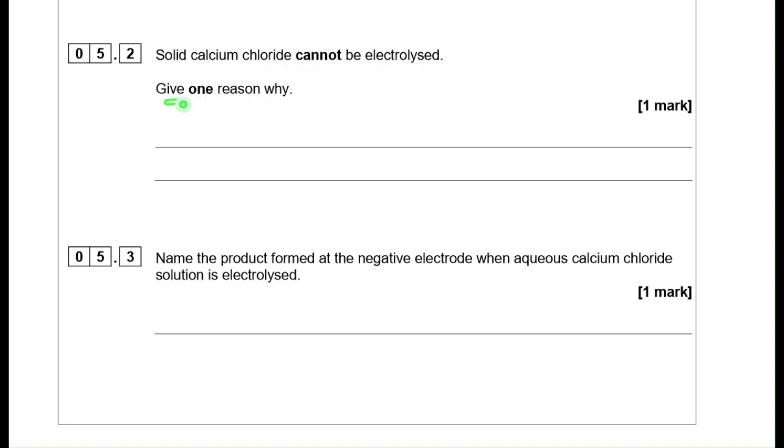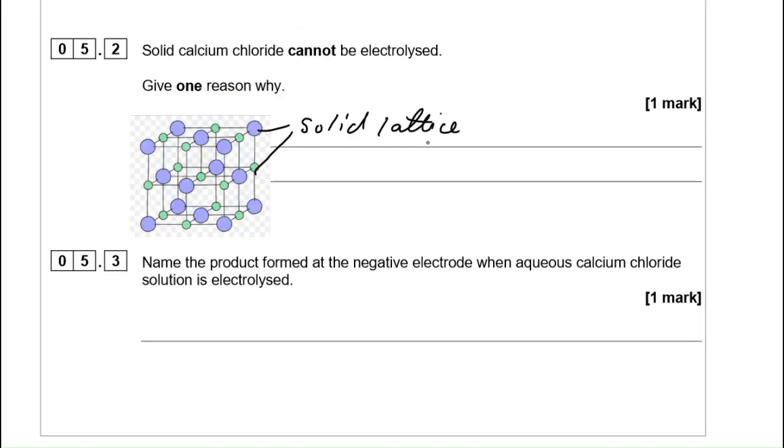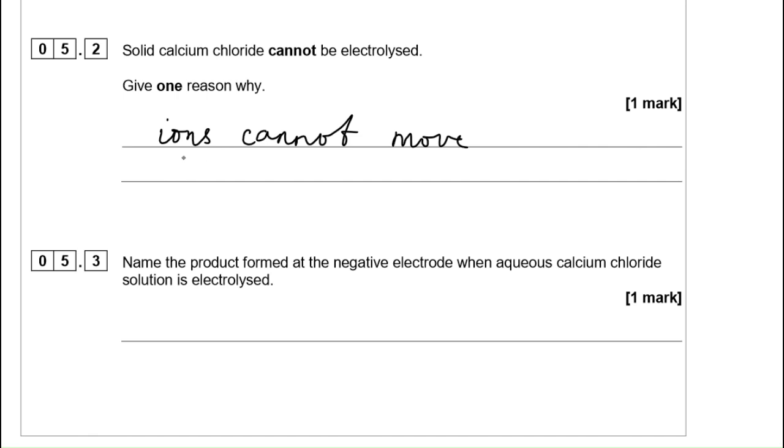Give 1 reason why for 1 mark. Solid calcium chloride exists in what we call an ionic crystal lattice, and this is a diagram of one. We can see these ions are fixed in place and they cannot move. If they cannot move, they cannot carry the charge, therefore they cannot be electrolyzed. So to get 1 mark, we write in the space provided: the ions cannot move.